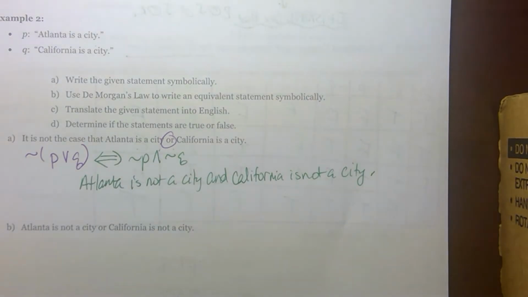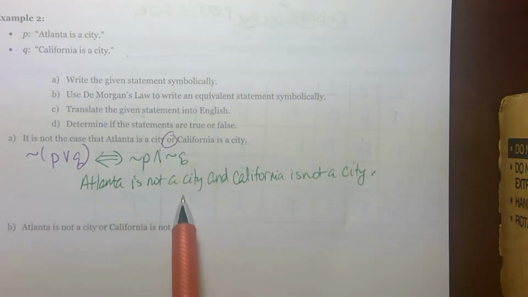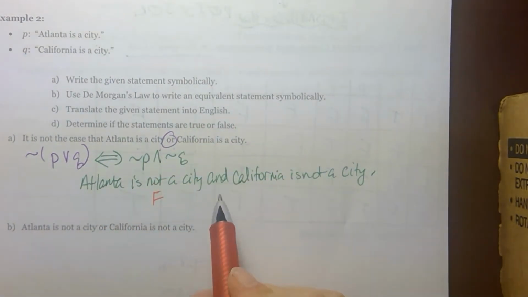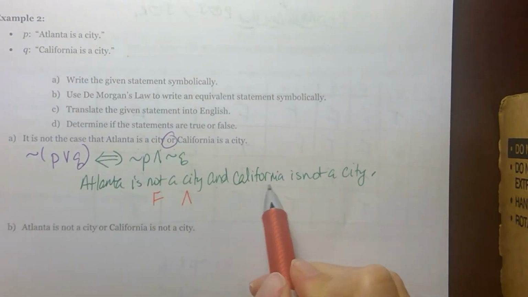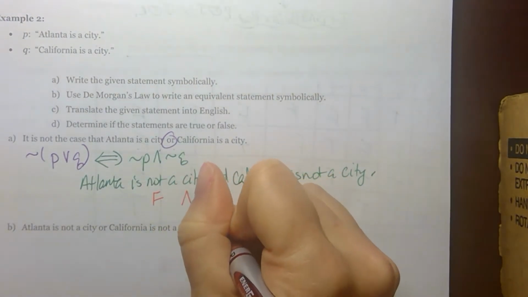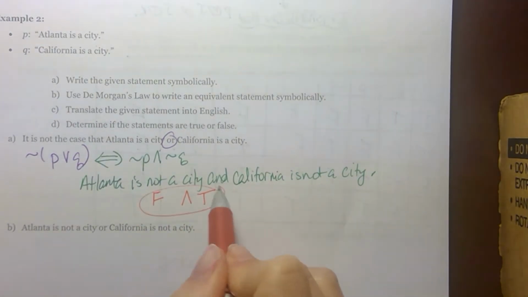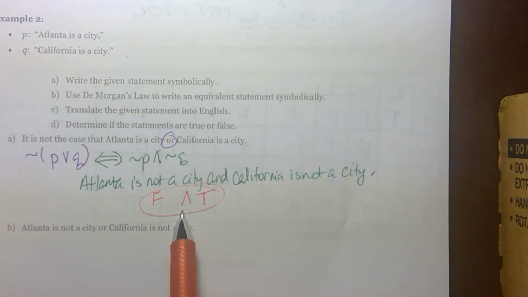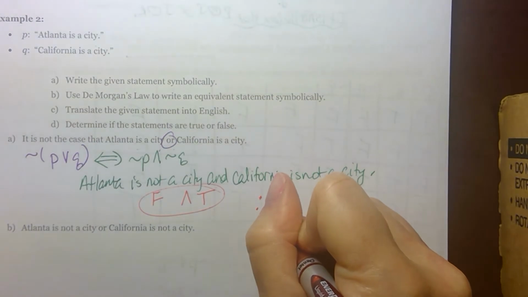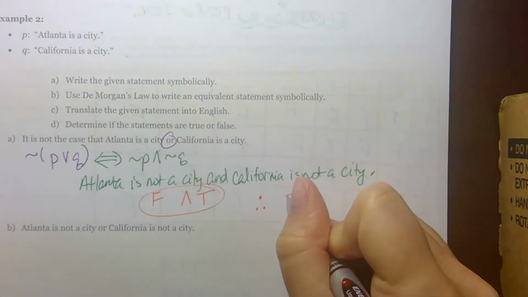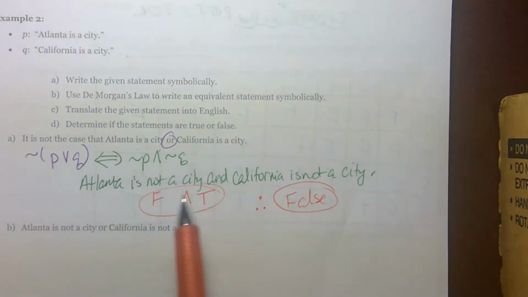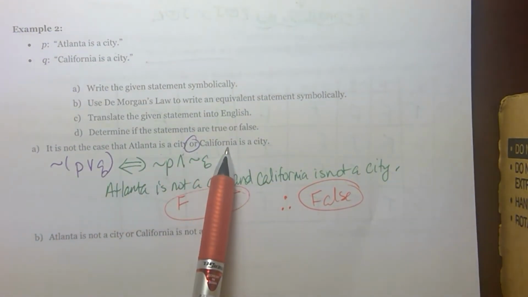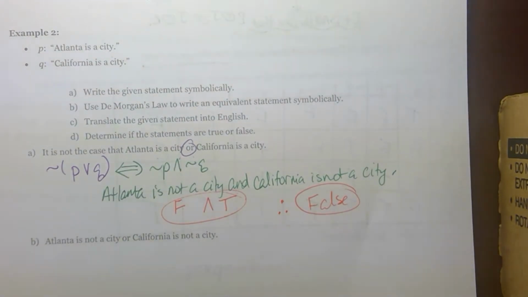Now I need to determine if the statement is true or false. Atlanta is not a city. That's false. And, conjunction, California is not a city. That's true. California is a state, not a city. What is the truth value of this? If it's a conjunction, to be true, both parts have to be true. They're not both true. Therefore, and my little triangle of dots means therefore, this is a false statement. If this is a false statement, then that was also a false statement. Sometimes if we reword things, it makes it easier to understand what's going on.